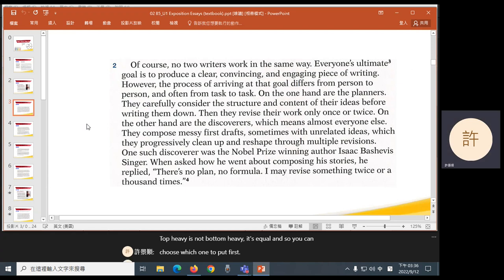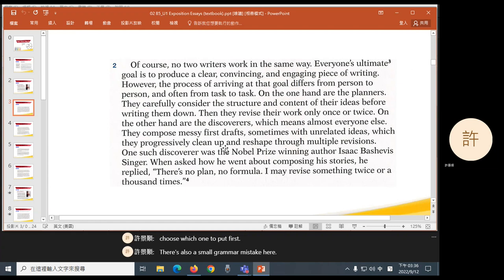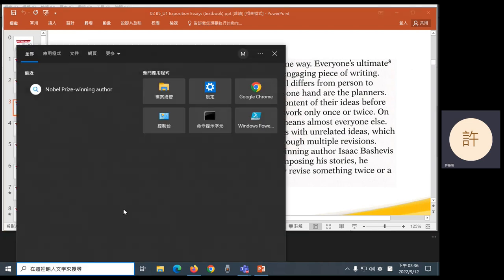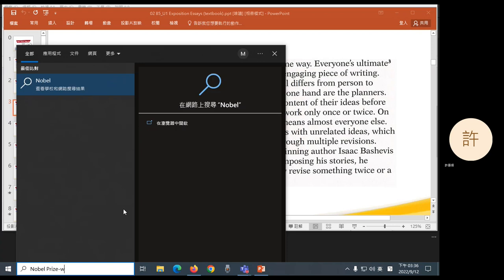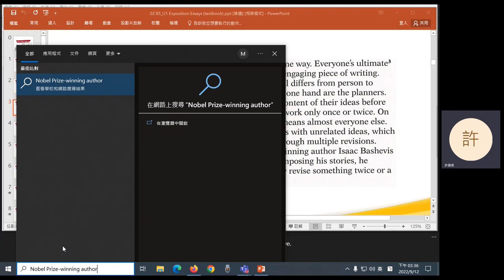There's also a small grammar mistake here. The Nobel Prize winning author. It's missing a dash. It should be like this. It's missing this dash. This is a noun plus verb turned into an adjective. So it's one word. Nobel Prize winning is one word. So it needs that dash.